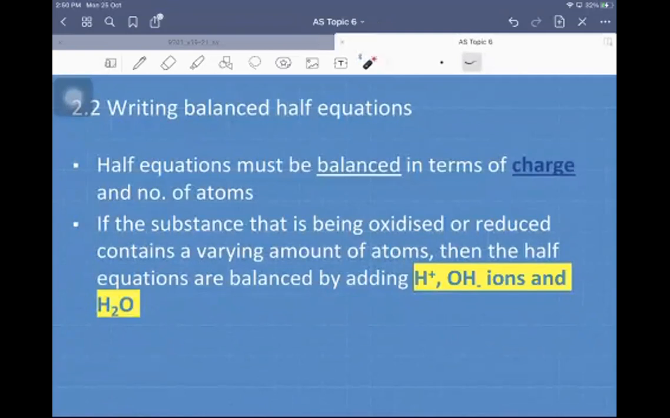If the substance that is being oxidized or reduced contains a varying amount of atoms, then the half equations can be balanced by adding H plus, hydroxide ions, and water. You can either choose 1, 2, or none. In some cases, you would not need to add any additional species or molecule. You just need to add electrons to balance it.